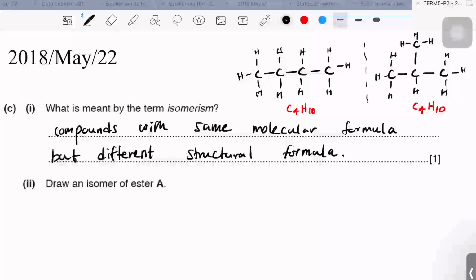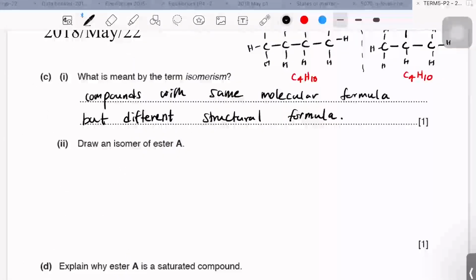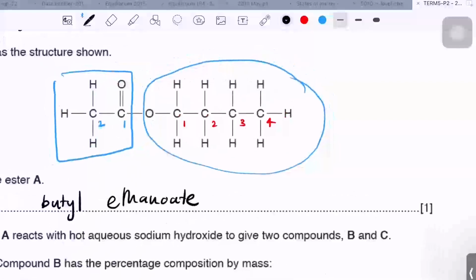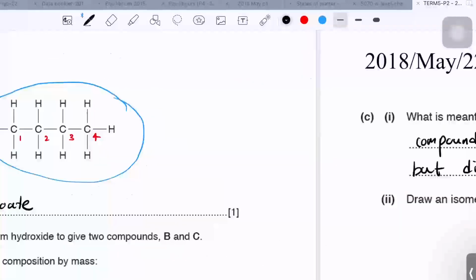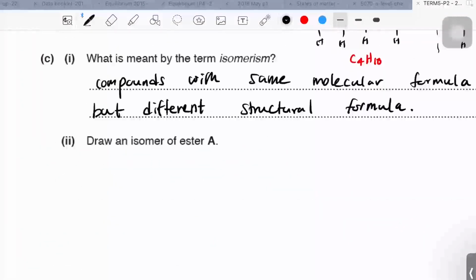Right, now we are going to draw. Let's see how many of you can do this part. Draw an isomer of ester A. Now this ester A has how many carbons in total? We have 6 carbons, right? So you have to draw a structure of an ester with 6 carbons. Now I'm going to do one example, and then look at the board, everyone.